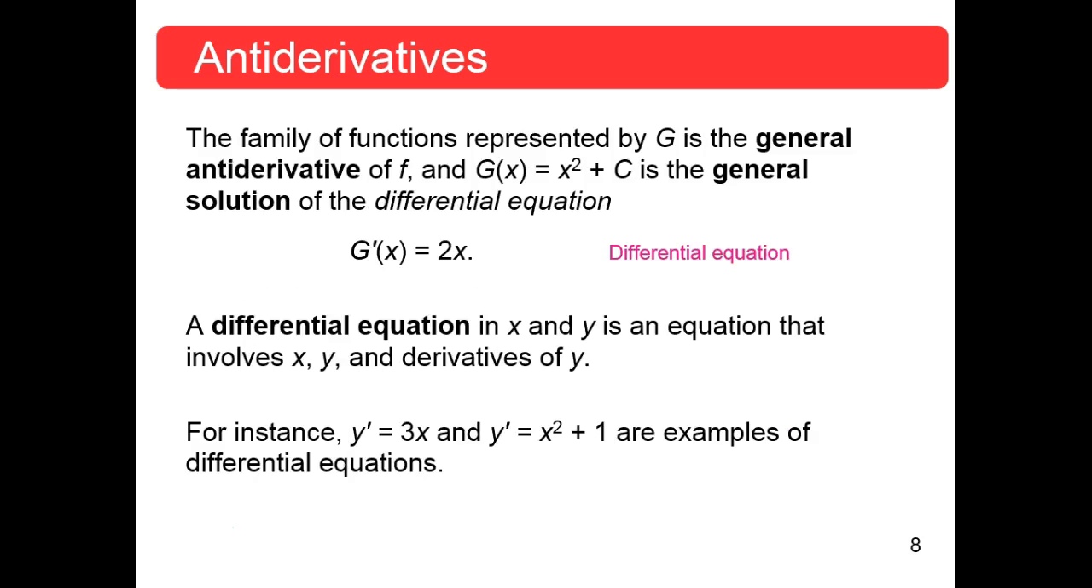A family of functions represented by g is the general antiderivative of f, and g of x equal to x squared plus c is the general solution of the differential equation. Why they throw this in there now, I don't know. g prime of x is equal to 2x. Because what you could do is rewrite this as dg/dx equal to 2x. A differential equation in x and y is an equation that involves x, y, and the derivatives of y.